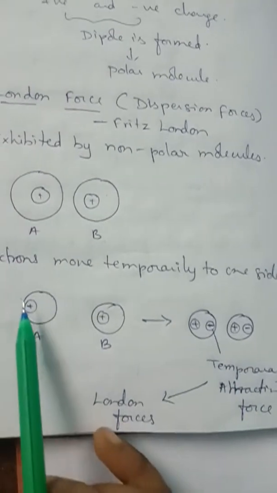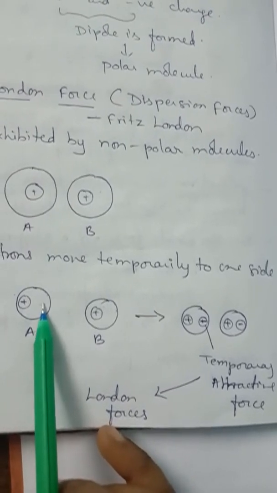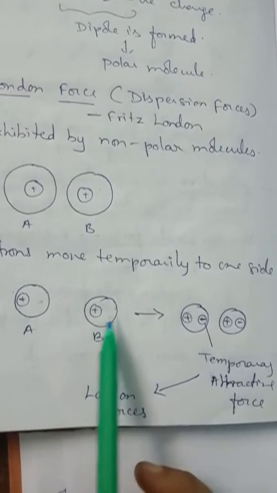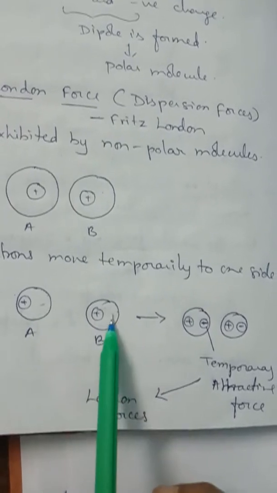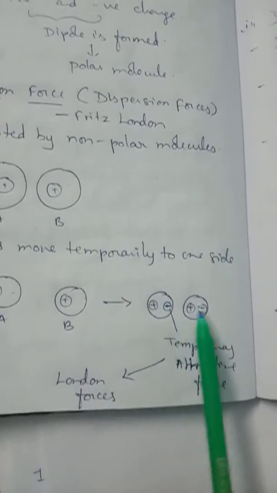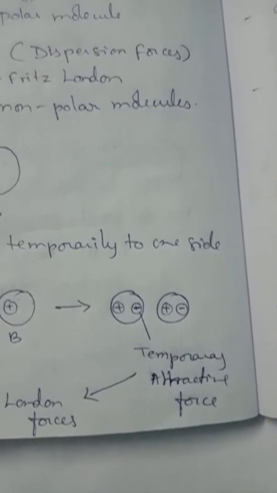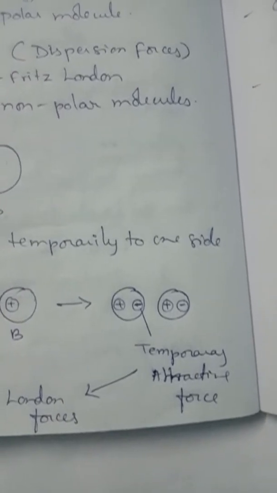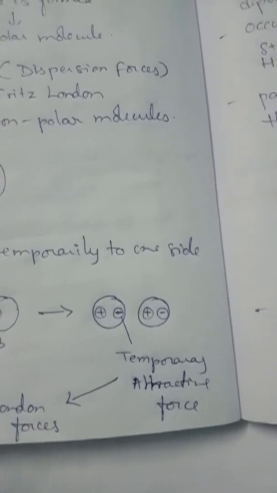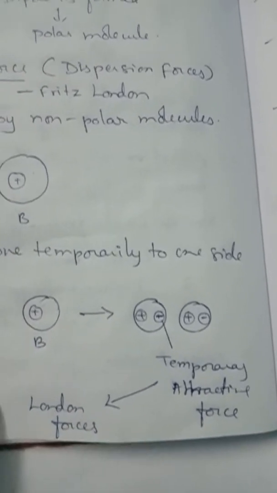Here plus is there, so here minus will be charged, meaning you will get a minus charge here. The electron is moving to this side, so this minus will be attracted by this plus charge. These are temporary charges. So the temporary dipoles of atom A and atom B attract each other. Similarly, temporary dipoles are introduced in the molecules. This force of attraction is known as London forces.